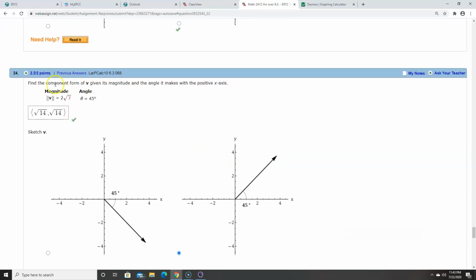You're like, wait a minute, what about the magnitude? The magnitude is 2 times square root of 7, whatever that is.